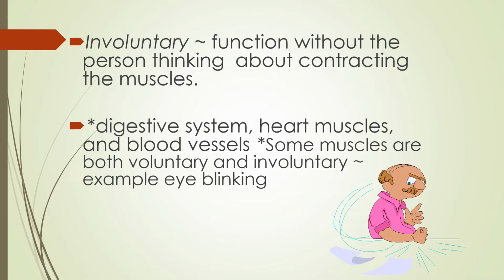Some muscles are both voluntary and involuntary. Example is blinking. Now, when you are trying to avoid blinking, that time you're controlling it. So, it is voluntary. And so there are certain times when you cannot control it and it keeps on blinking. So, that is an involuntary action.